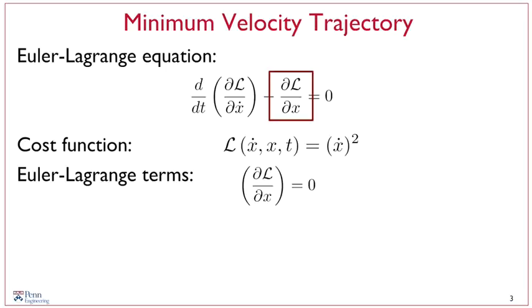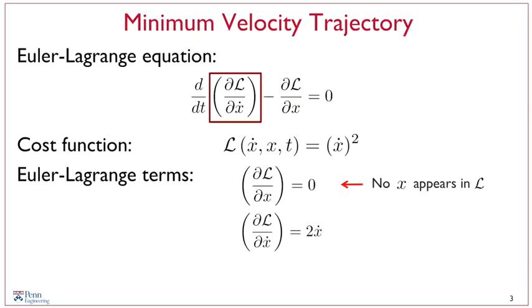The partial derivative of L with respect to x is 0. This is because the term x does not appear in L. The partial derivative of L with respect to x dot is 2x dot. Note that in this step, we are not yet differentiating with respect to time.